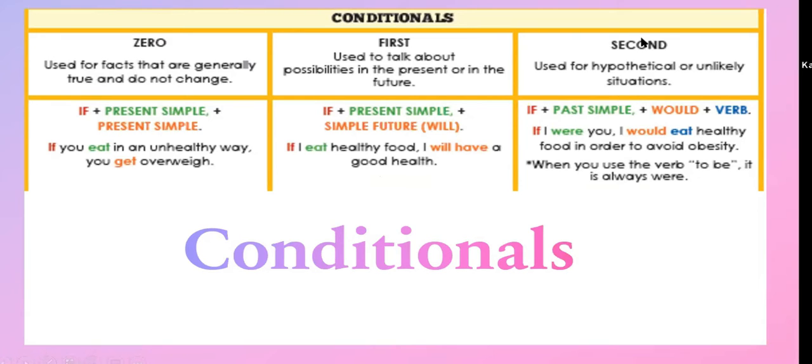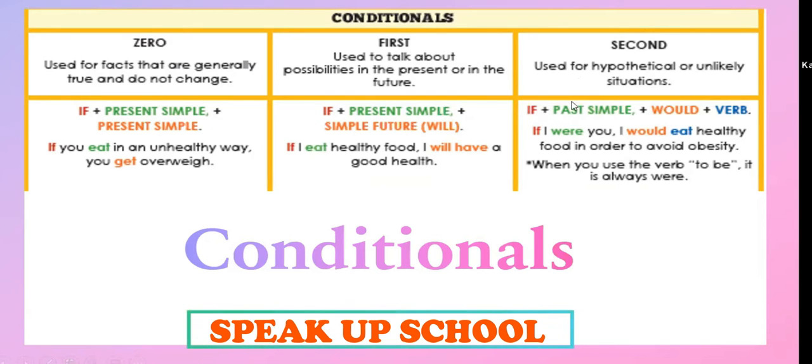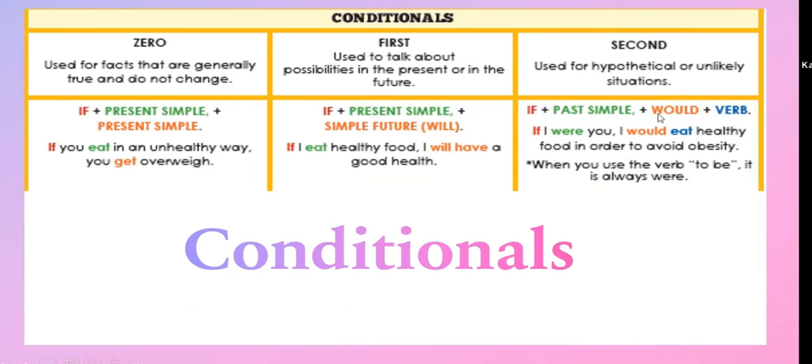And then we have our second conditional, which is used for hypothetical or unlikely situations. It's like, imagine if this happened. It's an imaginative thing, but it could also be a possibility, though an unlikely situation. In second conditionals, we use if. Our first verb is past simple. We use would. Would is your clue word. And then you use your verb, in the tense you're talking about.